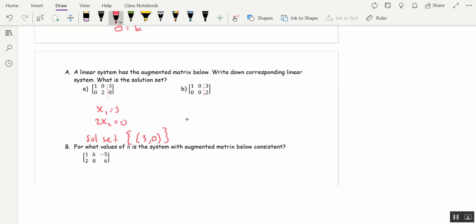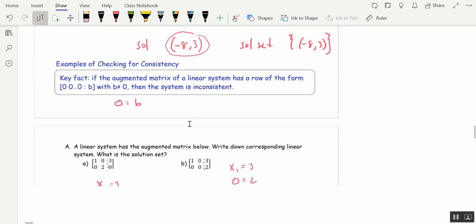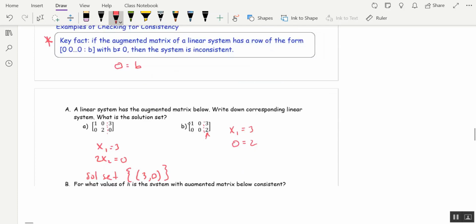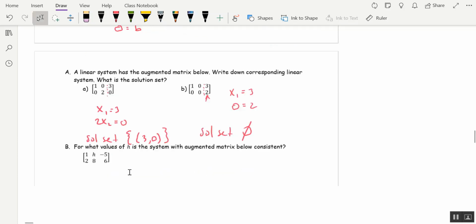And the next one reads x1 equals 3 and 0 equals 2. So that's an example of this bad thing happening. All zeros and then a non-zero number in the answer column. So the solution set here is the empty set. All right, and then slightly more interesting, for what values of h is the system with this augmented matrix consistent, meaning it has a solution?